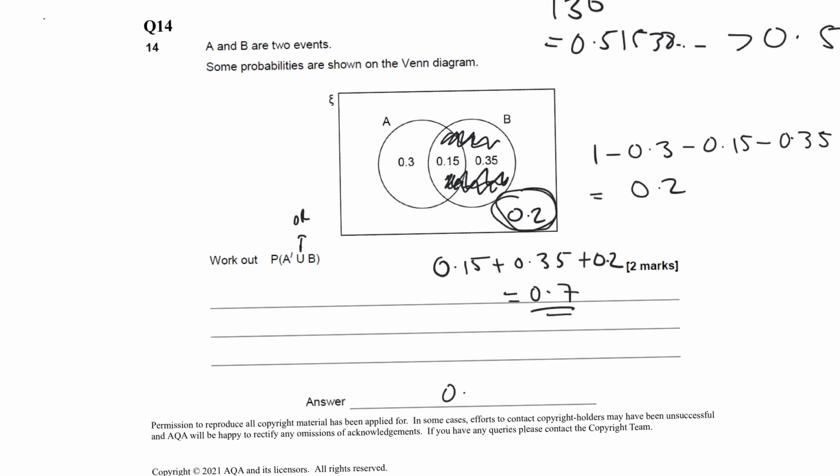Or another way of working it out is just doing 1 minus 0.3, since that wasn't included. And that's the end of that paper.